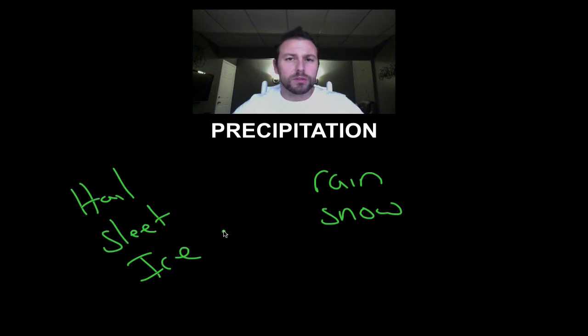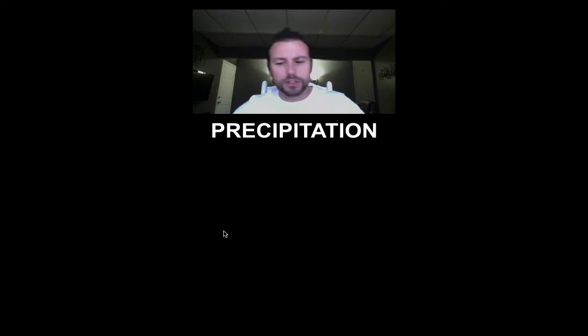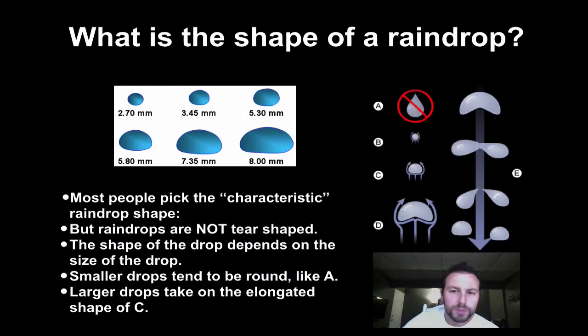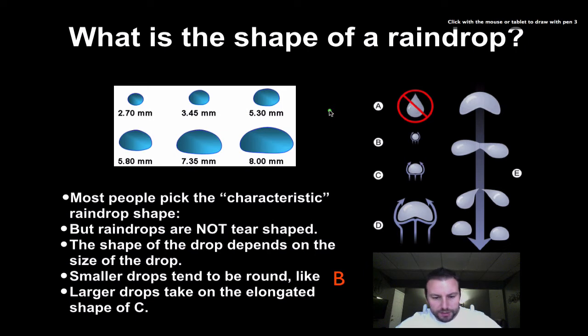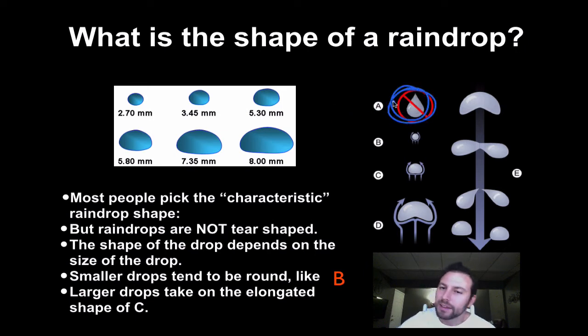Precipitation is associated with cloud formation. Most people think of a raindrop as having that characteristic teardrop shape, much like we see here. That is not the case. That is not the shape of a raindrop.